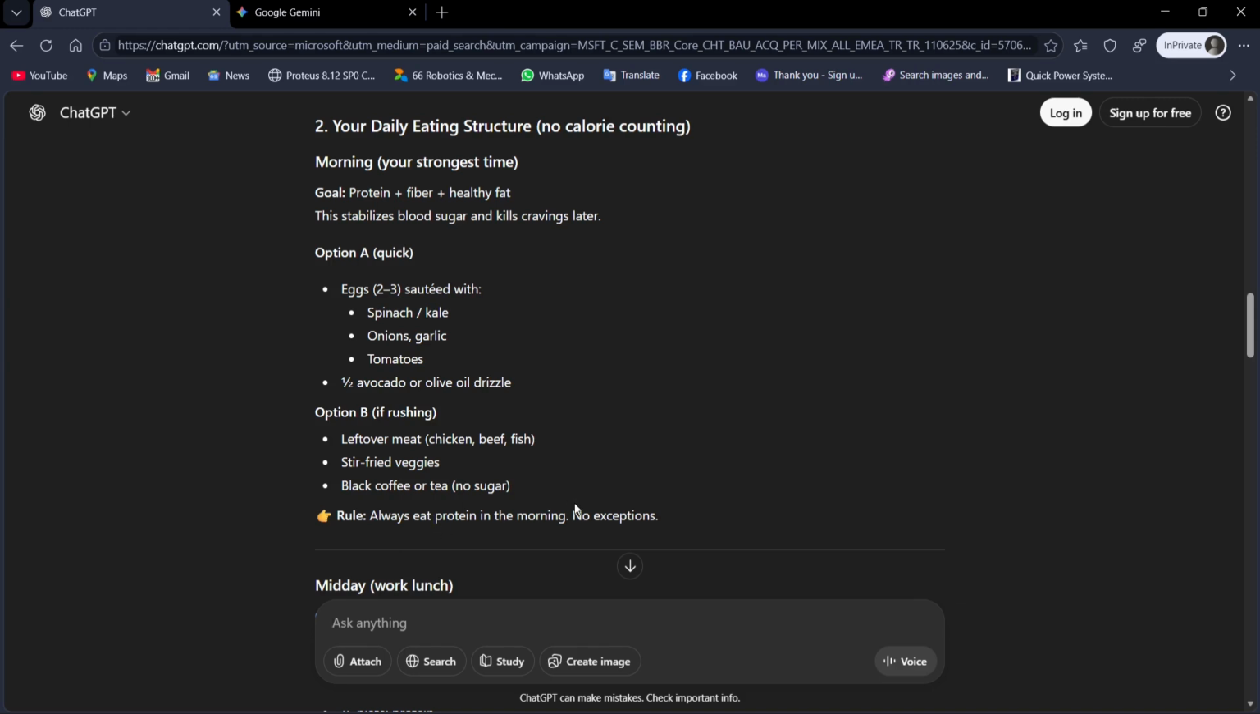These are the things I was looking for. That structure helps you to achieve the goal. One of them is always eat protein in the morning. So you're aware that you're supposed to eat in the morning, right? You're supposed to eat vegetables in the morning and all of that. But the rule of thumb is always eat protein in the morning, no matter what, because it's going to help with your weight loss. Now that's amazing.